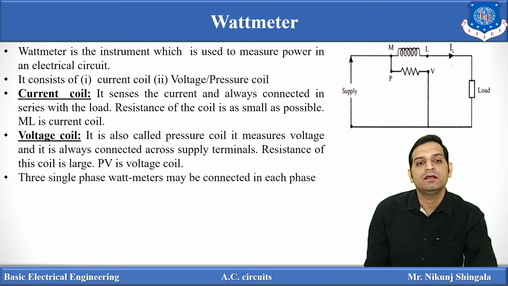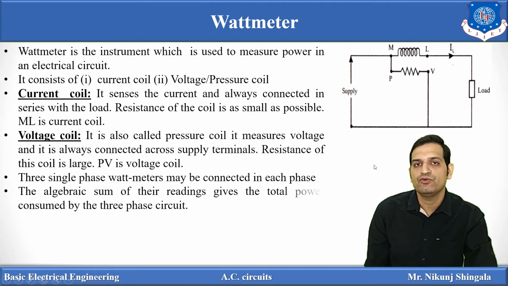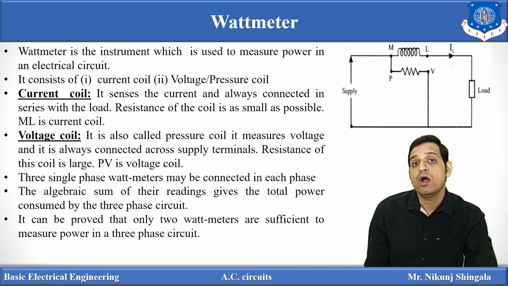Now three single-phase wattmeters may be connected in each phase to measure the power. The algebraic sum of their readings gives the total power of the three-phase circuit. So there are 3 wattmeters required to measure the power in a three-phase circuit. It can also be proved that using 2 wattmeters we can find out the total power of the three-phase circuit. So the 2 wattmeter method I am going to discuss in this video lecture.